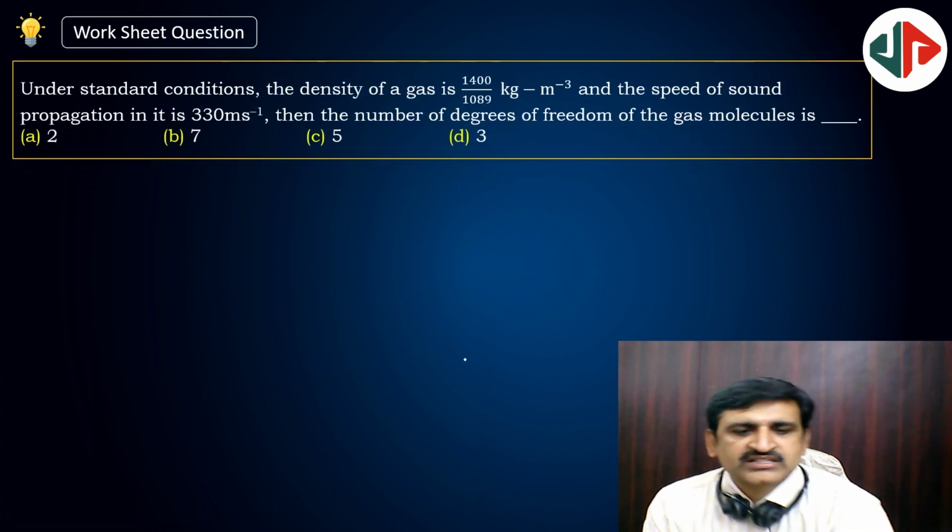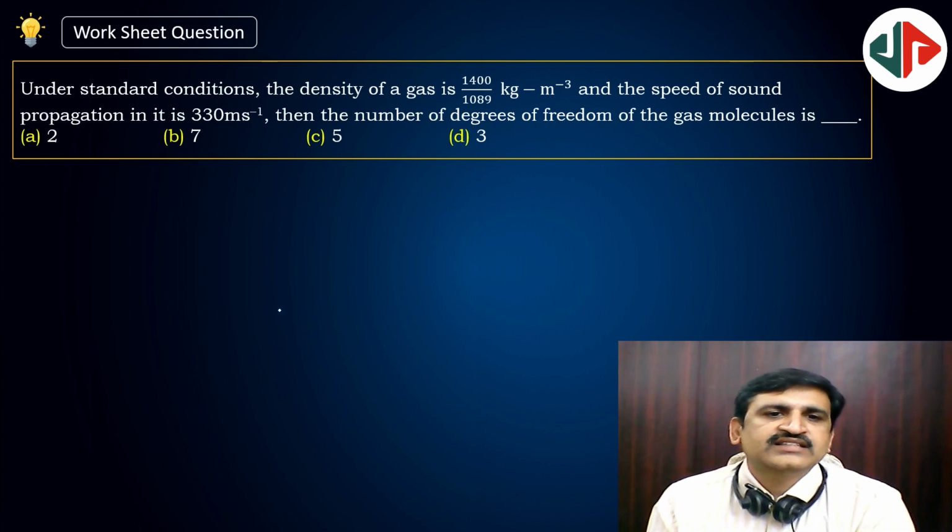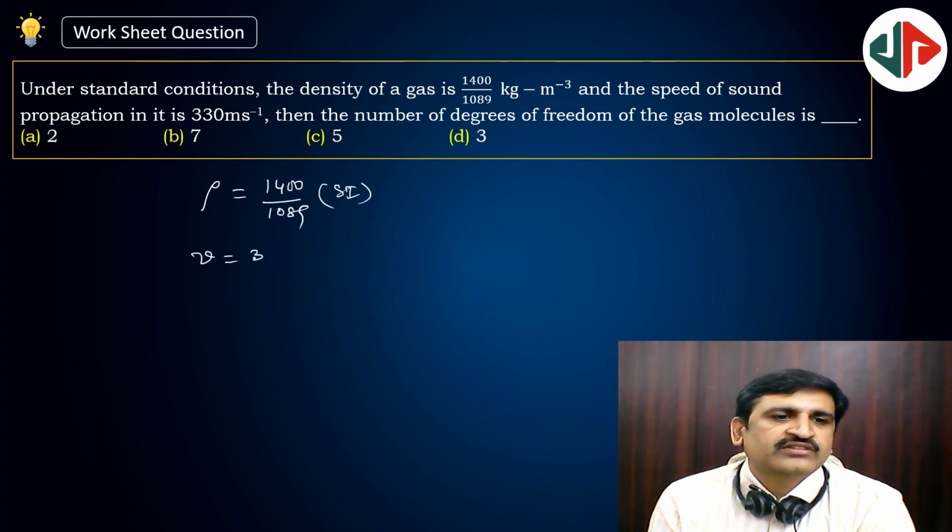Am I going fast? Under standard conditions, the density of a gas is rho equal to 1400 by 1089, in SI units only. Okay. And the speed of sound propagation is velocity equal to 330. Then the number of degrees of freedom of the gas molecule, f, is equal to how much?